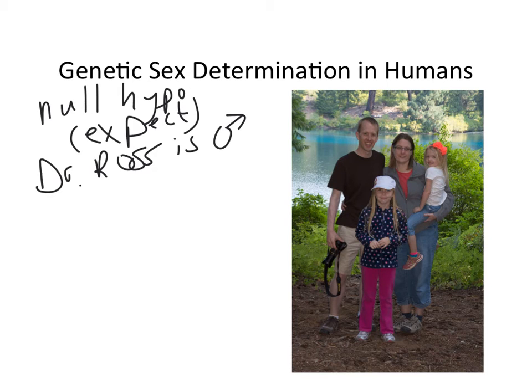So it turns out in humans, you probably already know, that males have an X chromosome and a Y chromosome. And that's how we become males. If you get a Y chromosome, you're male. If you don't have a Y chromosome, you're not.